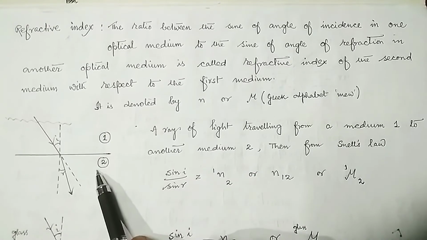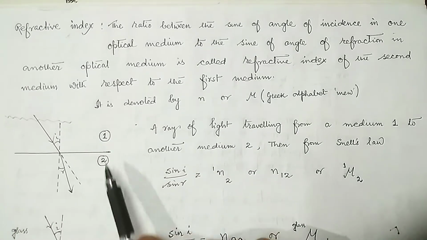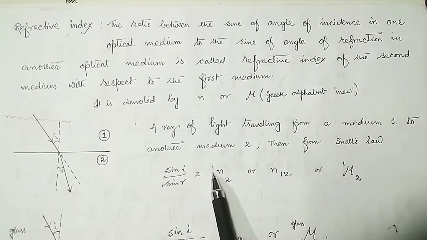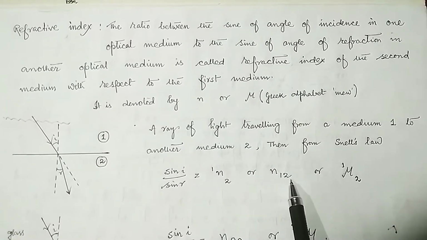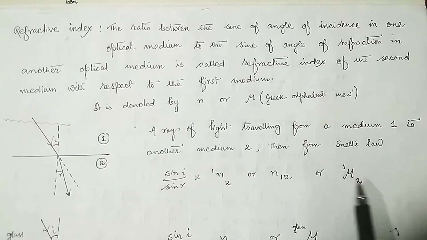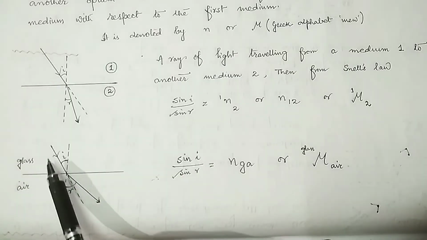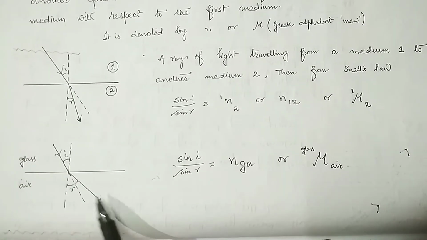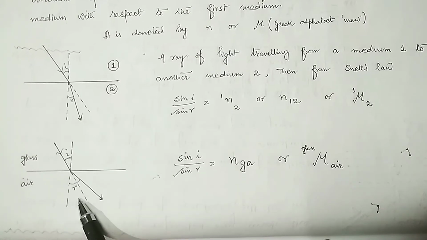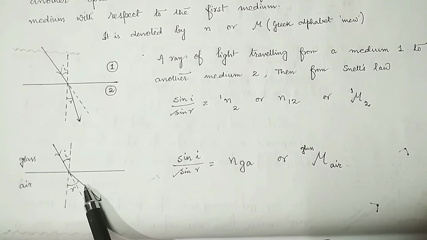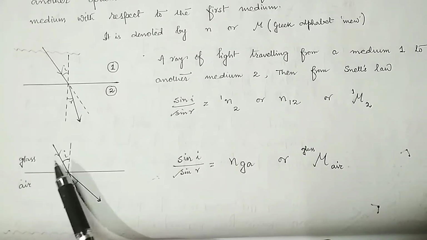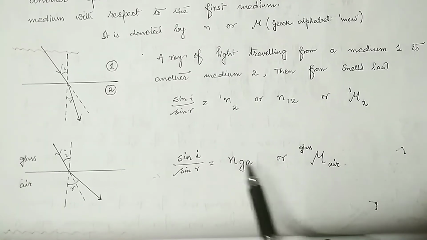Here a ray of light is moving from medium 1 to medium 2. So here you see first we are writing medium 1, medium 2. Medium 1, medium 2, here also medium 1, medium 2. Here a ray of light is moving from glass to air. This is the angle of incidence and this is the angle of refraction. So here sin i by sin r is the refractive index of air with respect to glass, which can be written this way or this way.